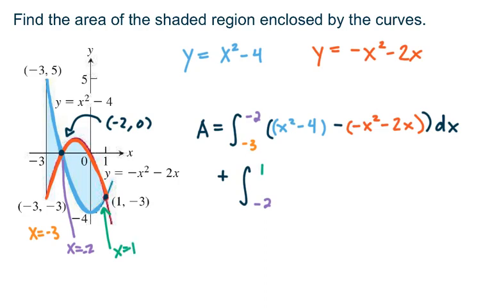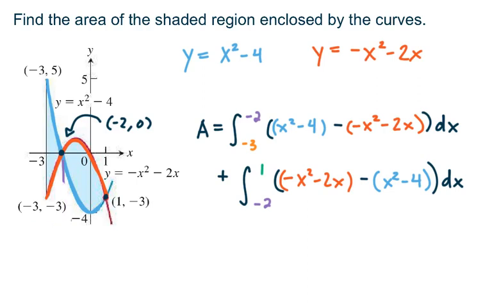In this case, my above function, when I set it up, is -x squared minus 2x, minus my below function, which would be the blue one, x squared minus 4. And again, integrating this with respect to x. So we have two integrals that we need to solve. At this point, you should pause, make sure you understand where I've gotten my integral bounds from and how I've determined above and below and how to subtract.